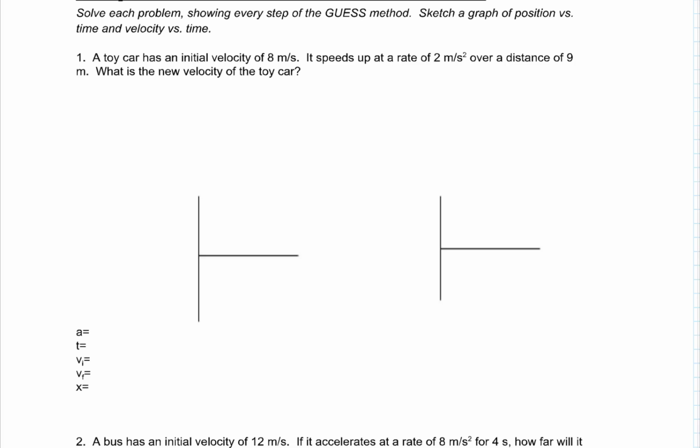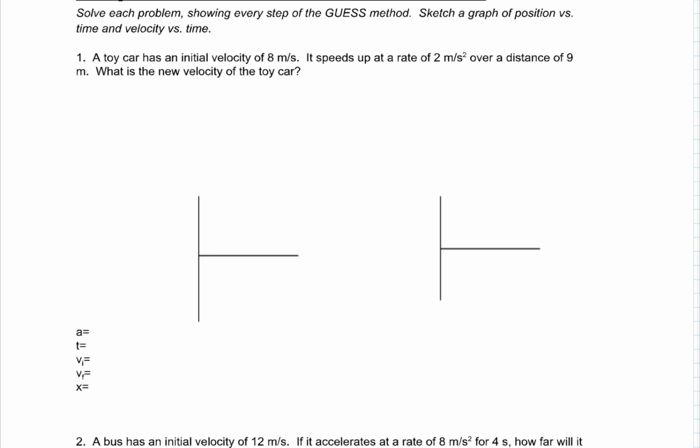All right, so here's what we're going to do. We're going to take each of these problems and use the GUESS method to solve for what it's asking us to solve for. Then we're going to sketch. It's not a detailed graph, it's a sketch. I want to see what the position graph looks like and what the velocity graph looks like. So let's jump right in.